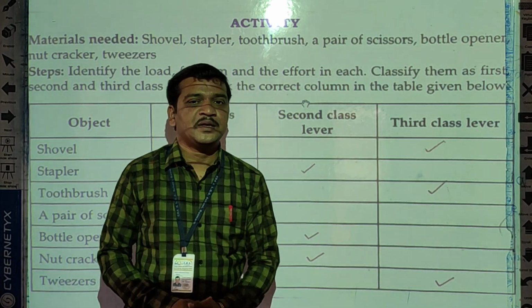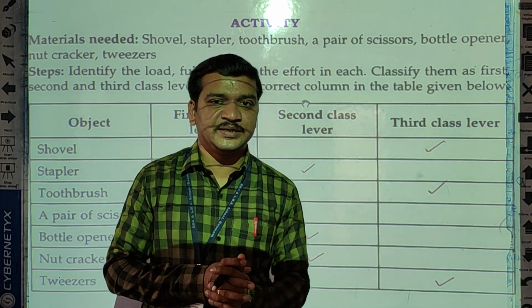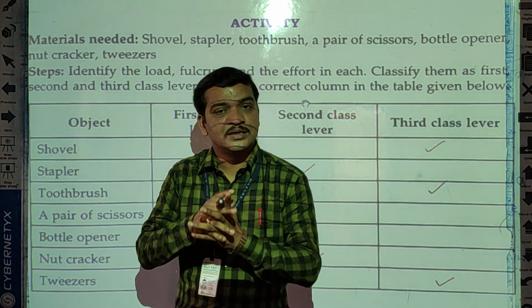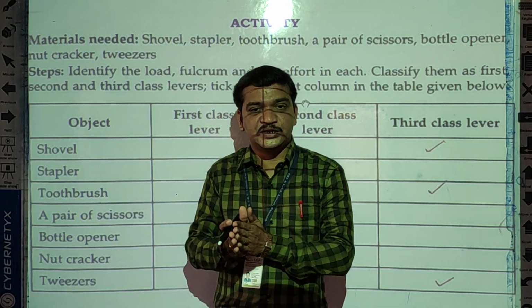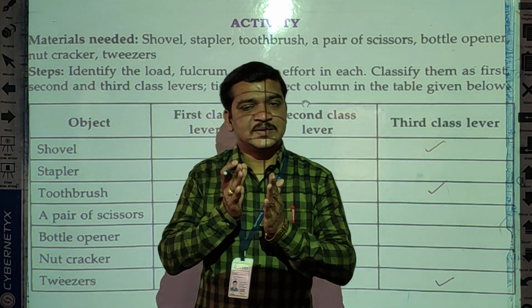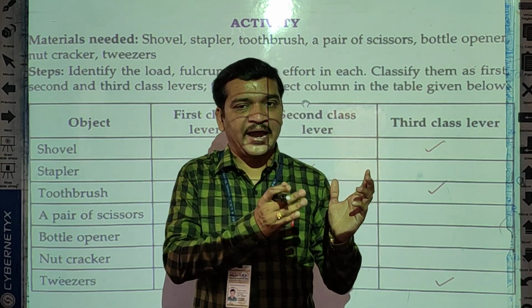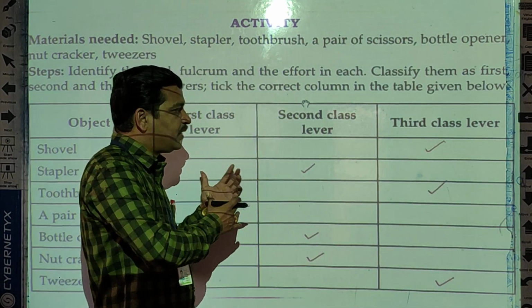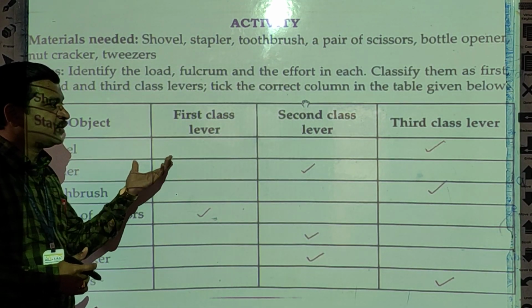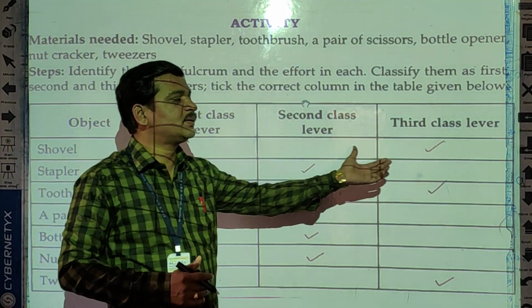So this way you can complete this activity. One more time you can see the pictures of first class, second class and third class lever. Then you can get an easy idea, or an easy way to find the example of a first class lever, second class lever or third class lever.